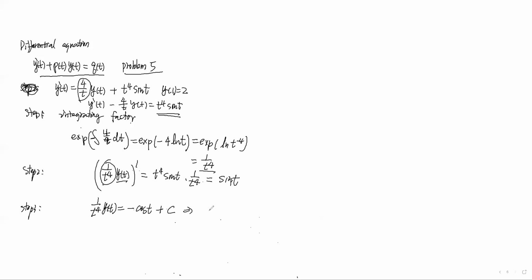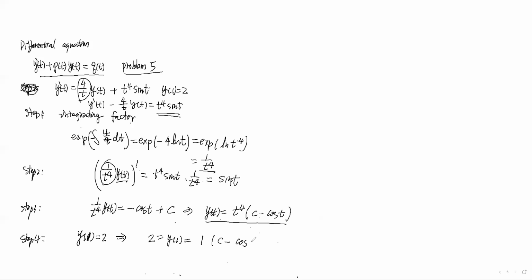So you simplify, you get y(t) is t to the power 4 times c minus cosine t. Okay, final step, step 4, we have the initial data. The initial data is y(0) is 1. Is 2, no, y(1) is 2. You just plug it into this equation: 2 is y(1), which is 1 times c minus cosine 1.